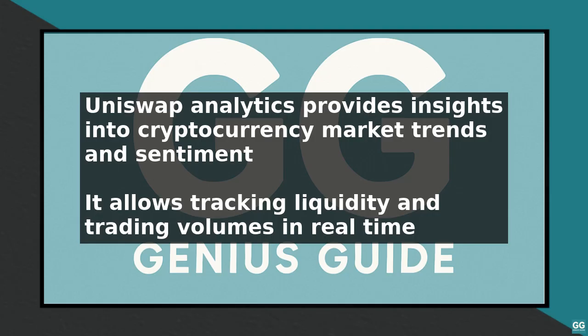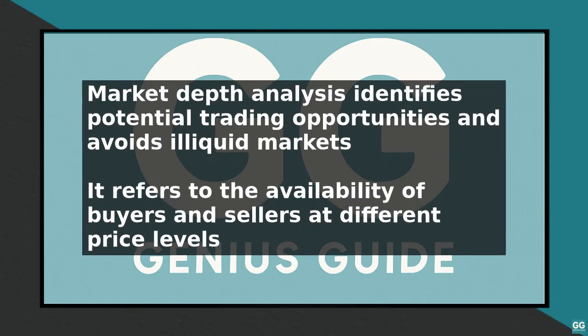Practical examples of using Uniswap Analytics include tracking the performance of specific liquidity pools, analyzing the impact of market events on trading volumes, and identifying trends in cryptocurrency prices. For instance, you can use Uniswap Analytics to track the performance of the ETH/USDT liquidity pool, analyzing the trading volume and liquidity over time to identify potential trading opportunities.